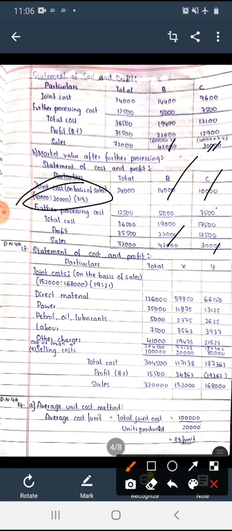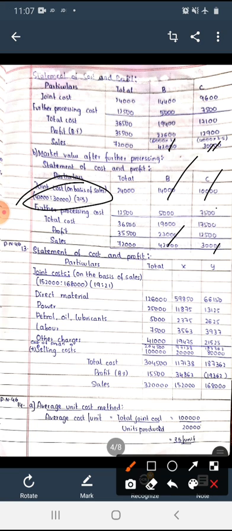From the following information, find the profit made by each product, apportioning joint cost on the basis of the sales value. It's very easy. Okay, we need to find out the profit. Means we have to prepare the statement, and joint cost is divided on the basis of the sales value. And different joint costs are there.